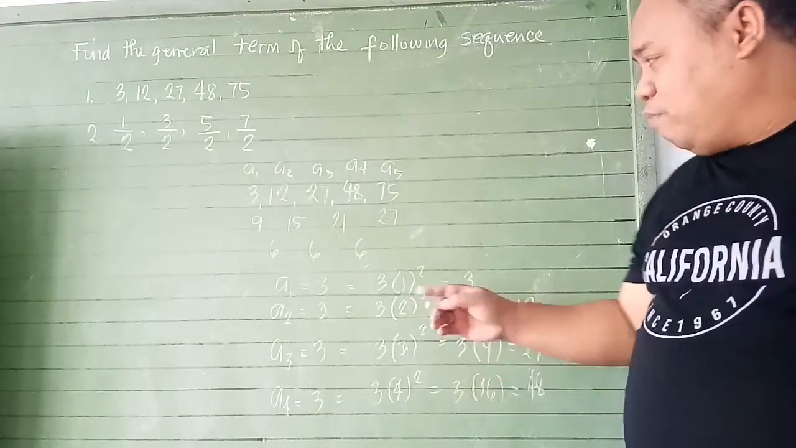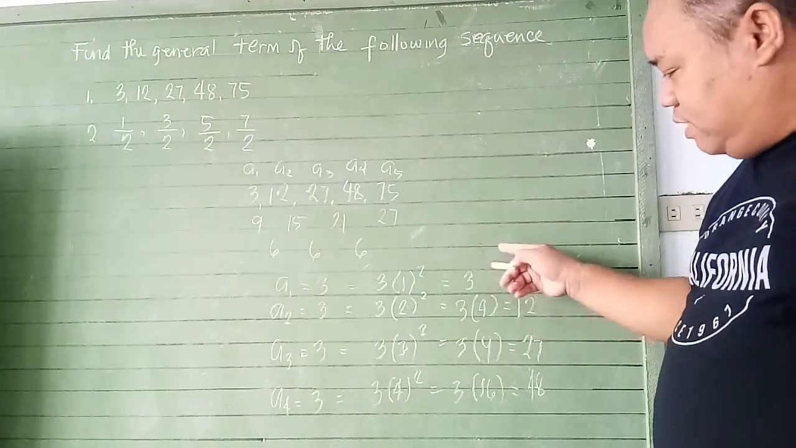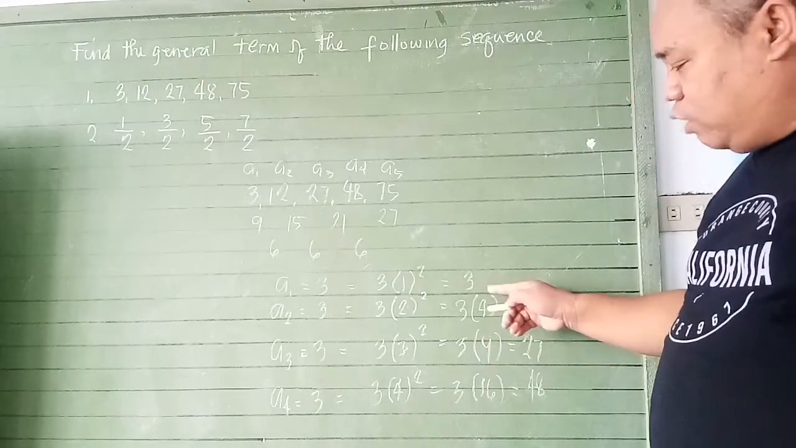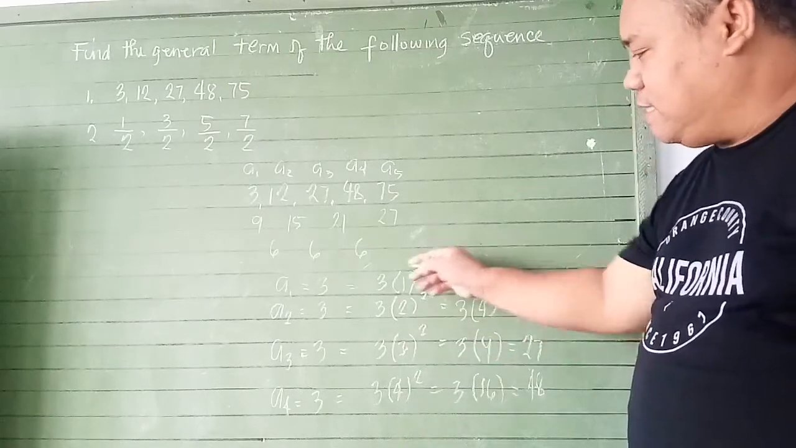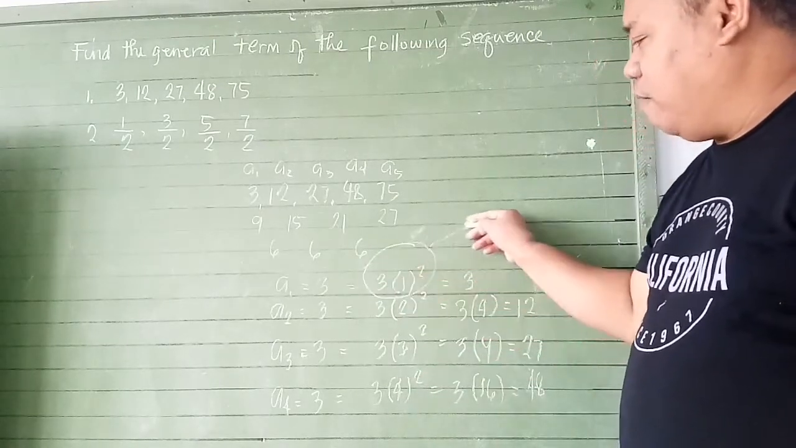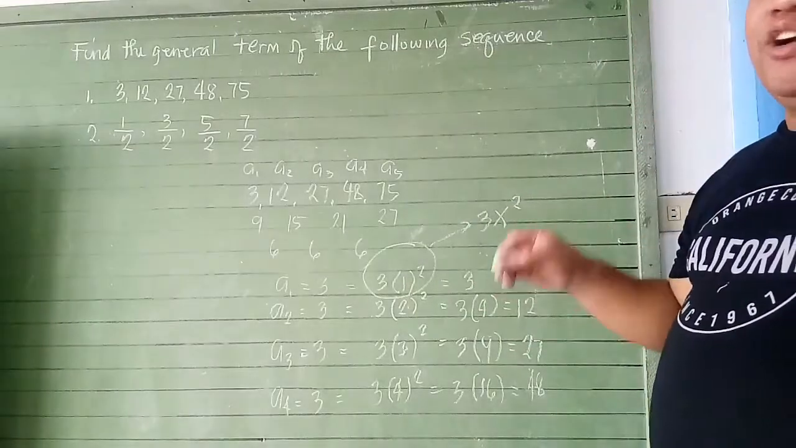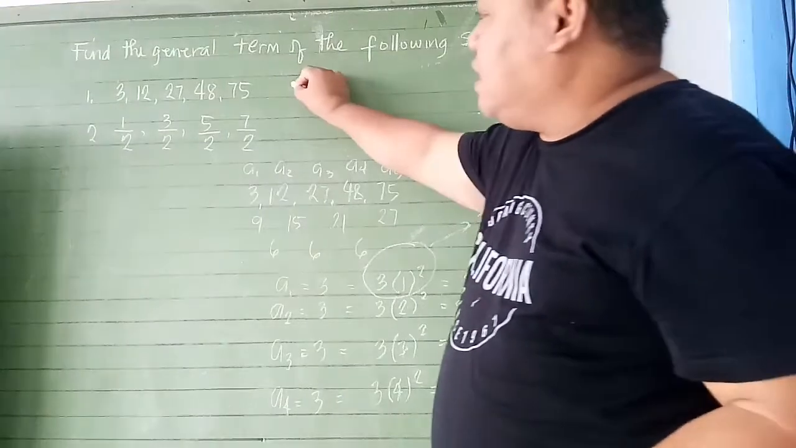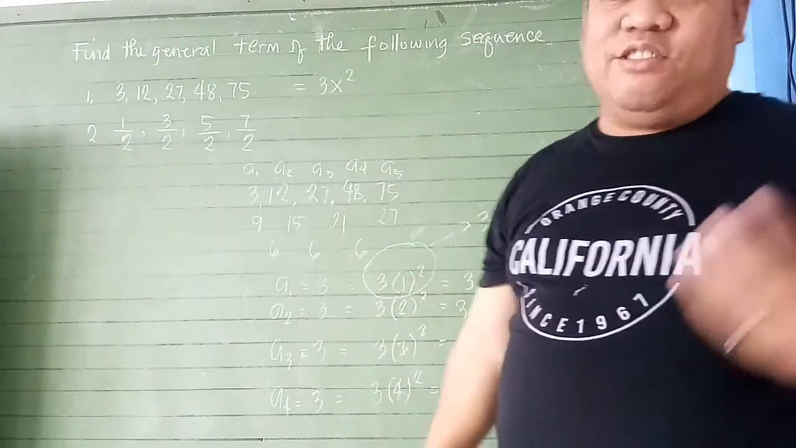Okay, so what will be your formula? What will be your general term? So based on this type of equation, this is the part that changes, and this is the part that stays. So it means, we're going to get an example here. We have here 3x squared. So therefore, your general term to this is 3x squared. So that is your general term.